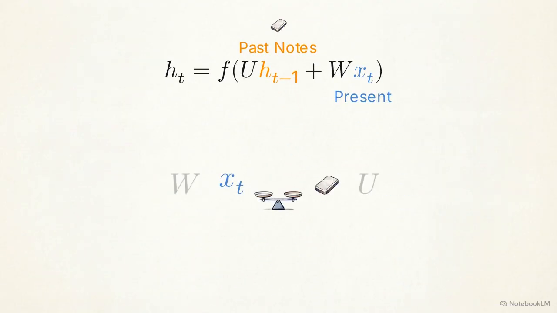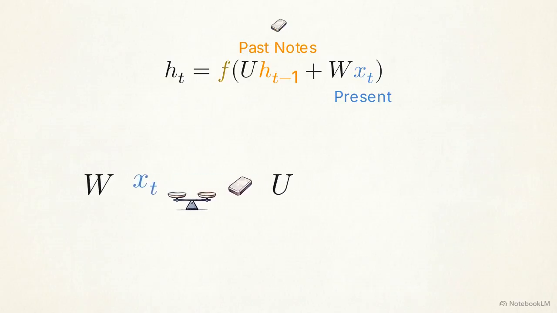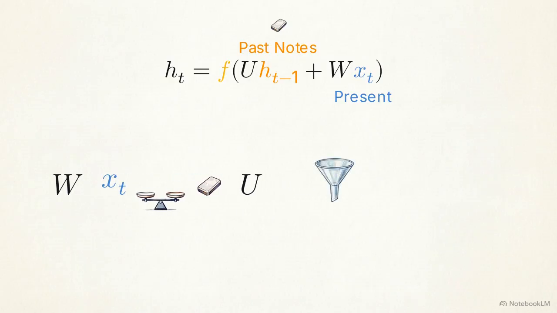Next to those, we have the letters W and U. You can think of these as balancing scales. They tell the network exactly how much weight to give the brand new word compared to the old notes it has already taken. Finally, all of that balanced information passes through the letter F. This acts as a filter. It squishes the data down so the system doesn't get overwhelmed and spits out HT, your newly updated note, ready for the next word.